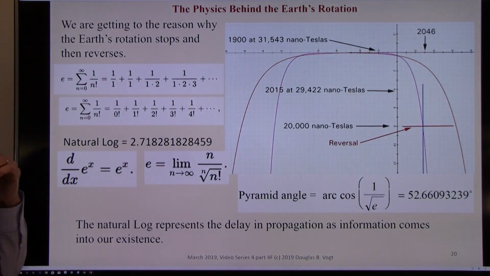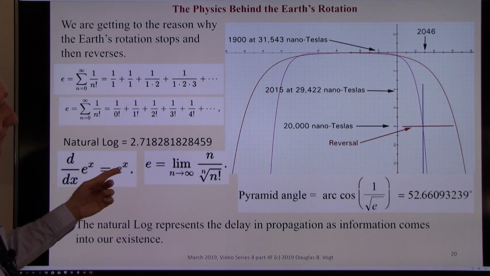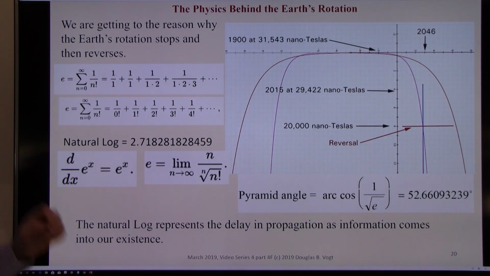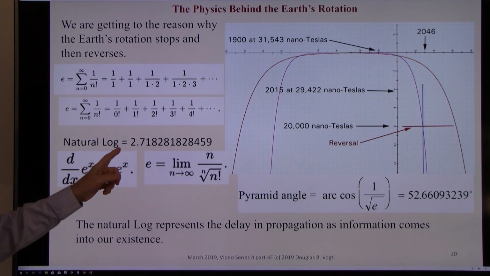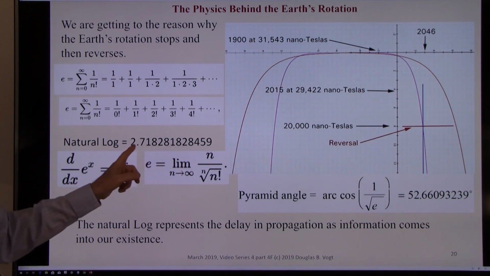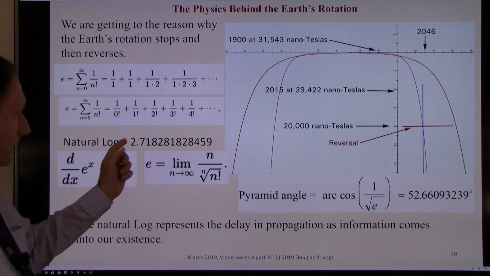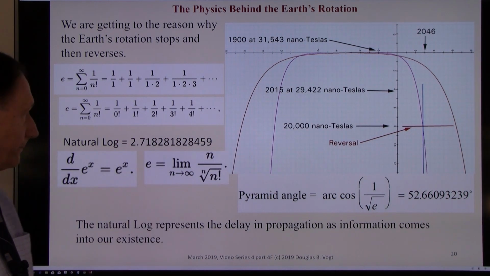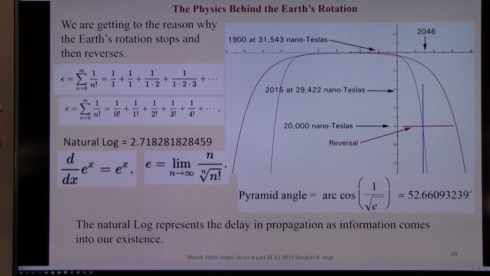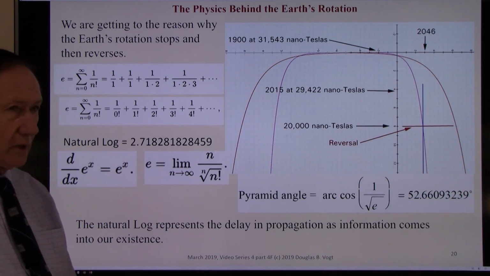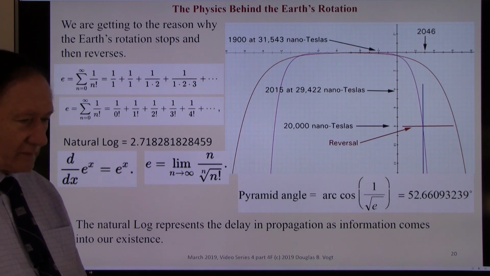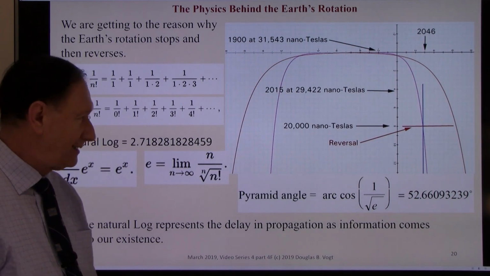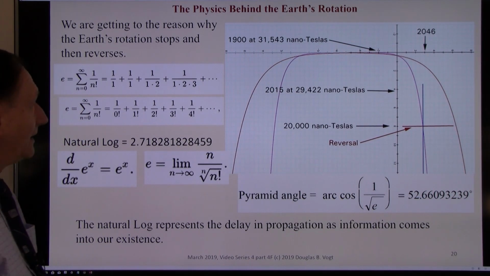This is the reason why. It's the natural law, e to the x. This is the formula that expresses the natural log. This is its value, 2.718, and it goes on to infinity as far as we know. And I think the last person who figured it out to 115,000 places was the founder of Apple, on an Apple computer.